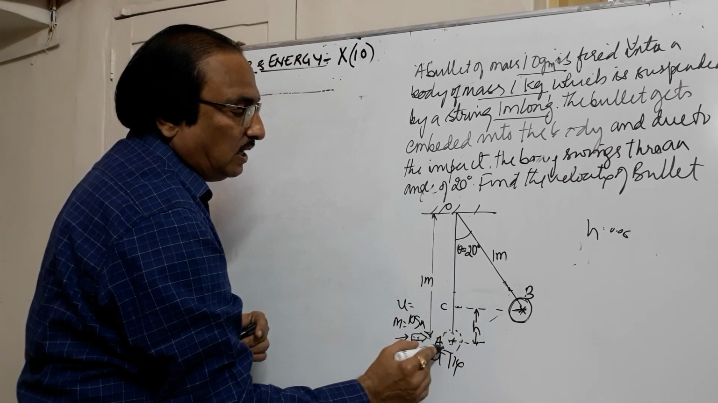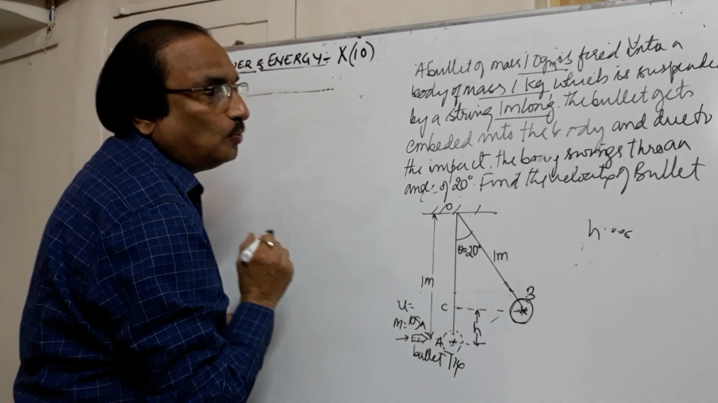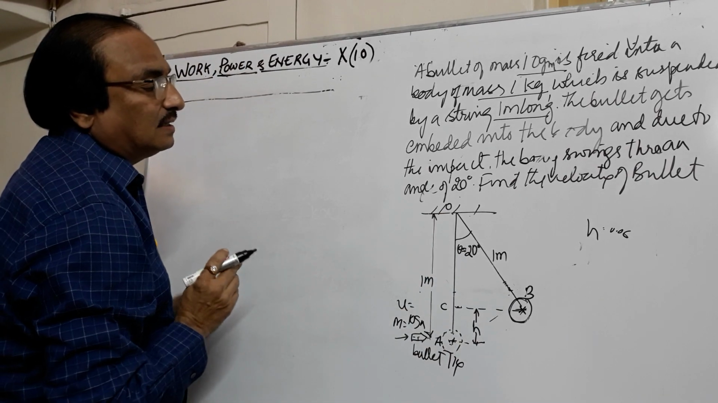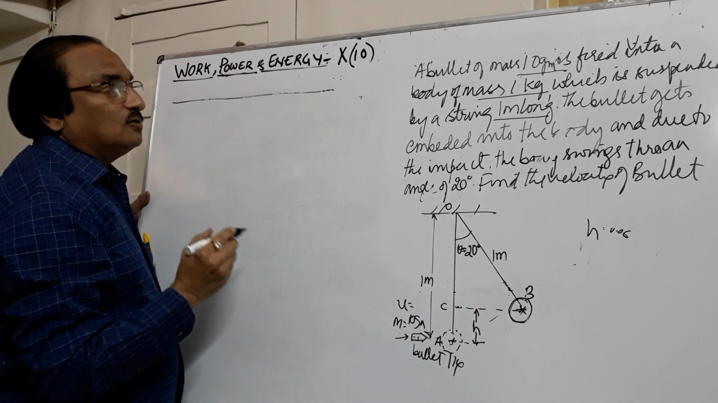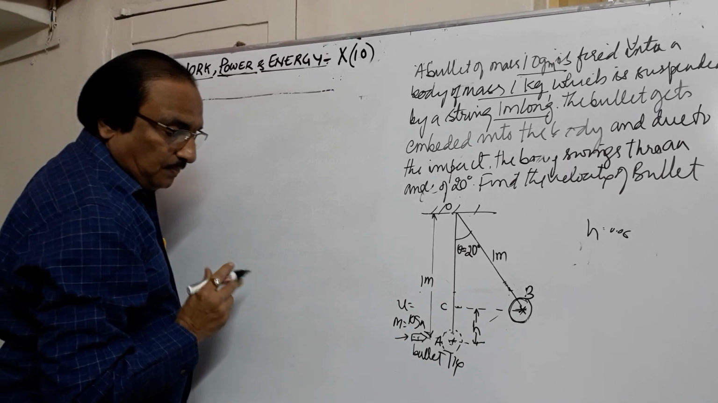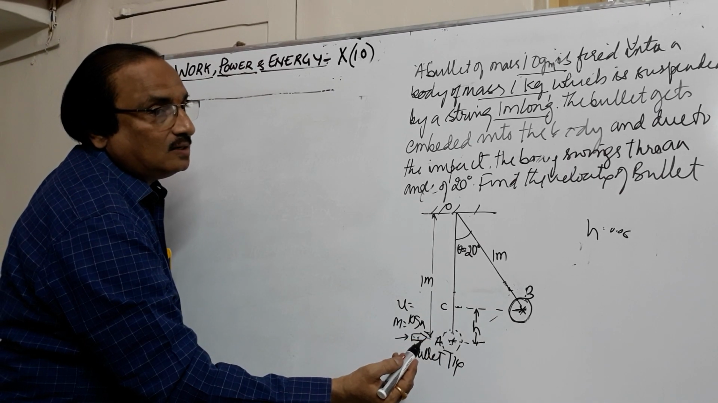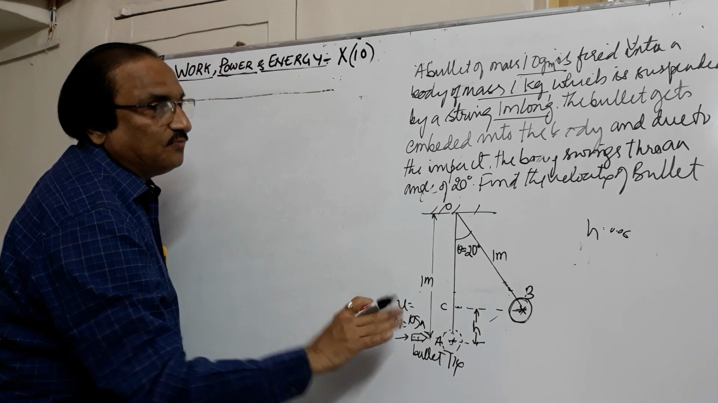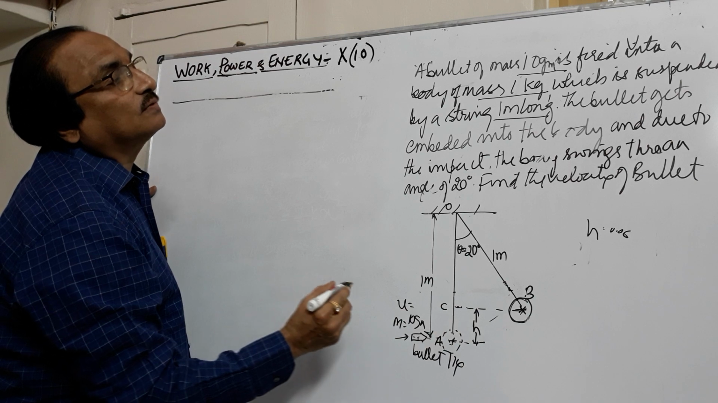So here OA is the length of the string, which is 1 meter, and that is nothing but OB here. This is the angle theta which it is making. Now here we are using the principle that energy can neither be created nor destroyed. Whatever the energy is before, it will remain the same after the completion of the process.